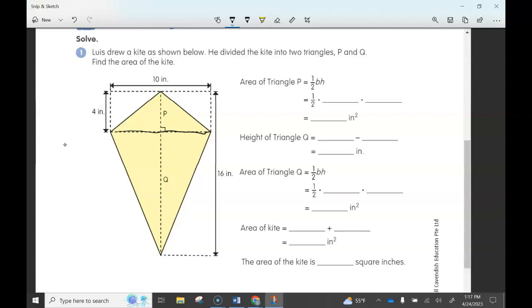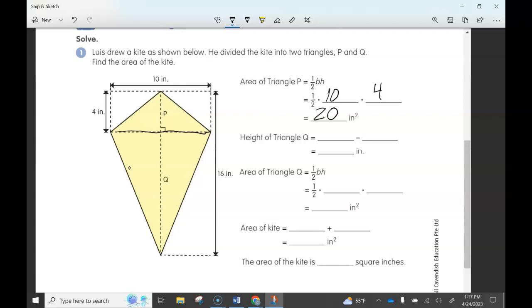Let's take a look at the first triangle, the triangle on the top. We have our formula, 1/2 base times the height, and we have 1/2, the base is going to be 10 that we can see here. 10 is the base because we see that measurement there. So let's write 10 in your book. And then we can see the height is going to be 4. Pretty easy to see there. So 1/2 times 10 is going to give us 5, times 4 is going to give us 20 inches squared for that top triangle.